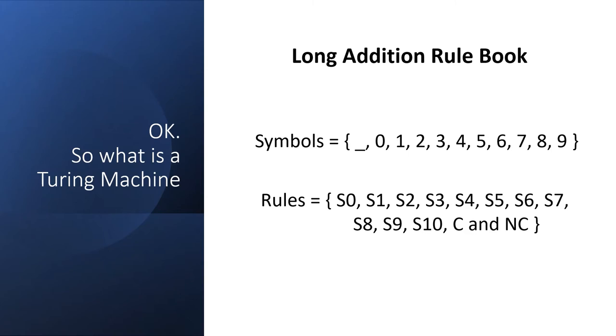The remaining 11 rules are labelled S0 through S10, and they represent the sum of the carry and the first digit in a pair. S0 means there was no carry and a 0 in the first digit, while S10 means there was a carry and the first digit was a 9, that is, 9 plus 1 is 10. And there's another condition called stop, which means we're done.